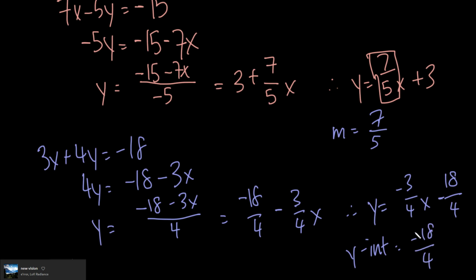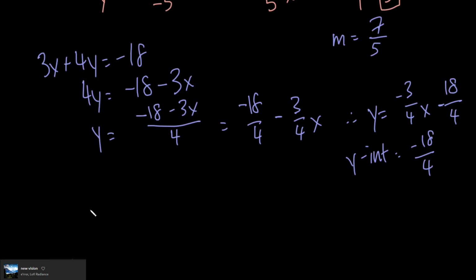So now we can actually make our equation of the line, right? Our equation of the line is simply y equals our slope, which is 7 over 5 as calculated, x minus our y-intercept here, which is negative 18 over 4. And that is our answer. That's our equation of the line.